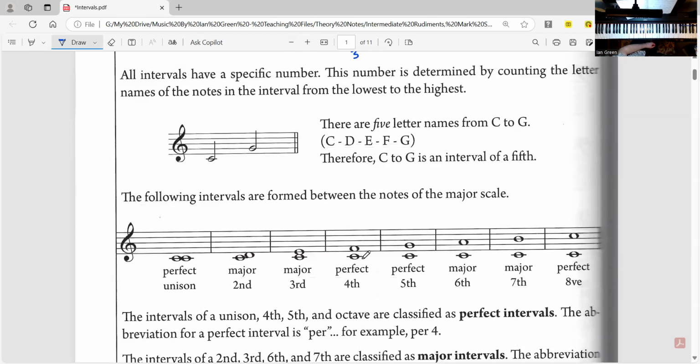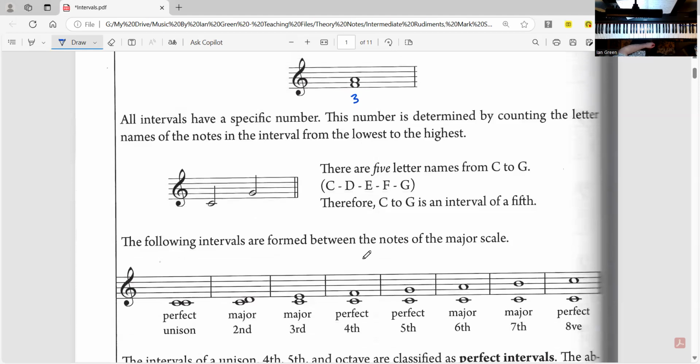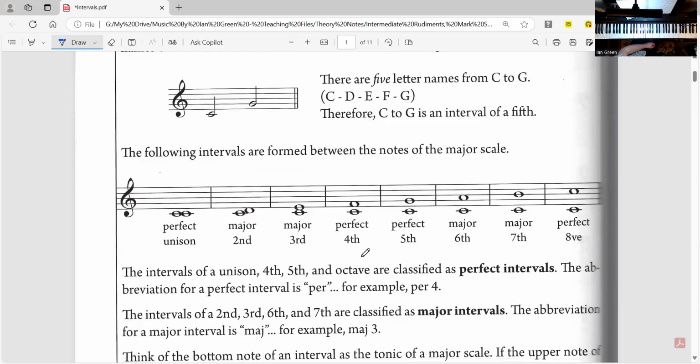All intervals have a specific number. And you can contain different types of intervals within a scale. There's even such a thing called a unison, where you have, let's say, two different people singing the same note. You can have a second, a third, a fourth, a fifth, a sixth, a seventh, and also an octave.